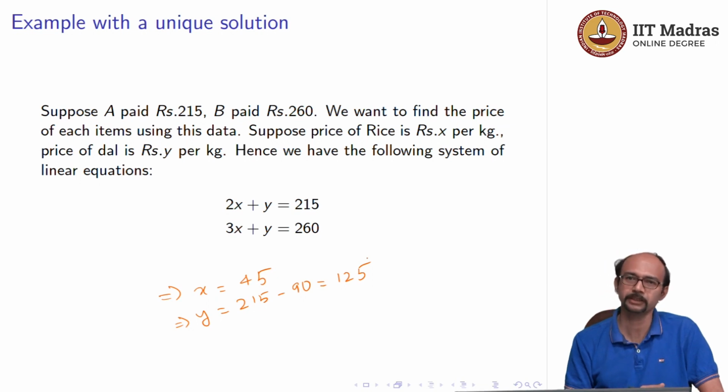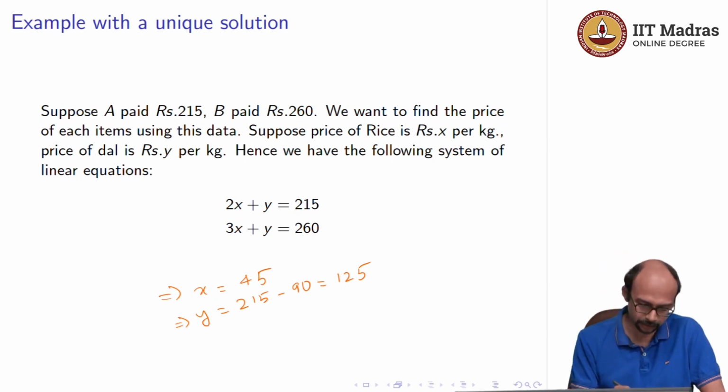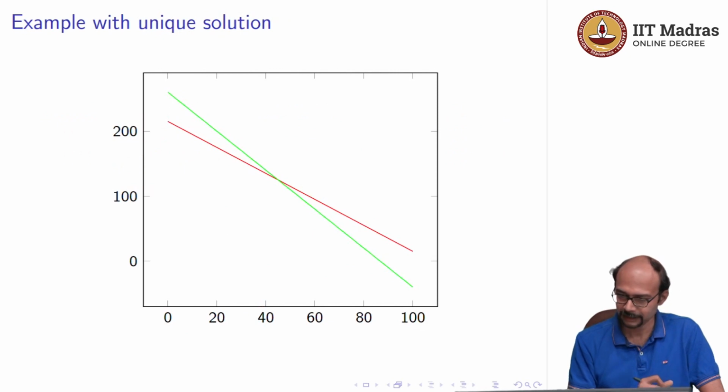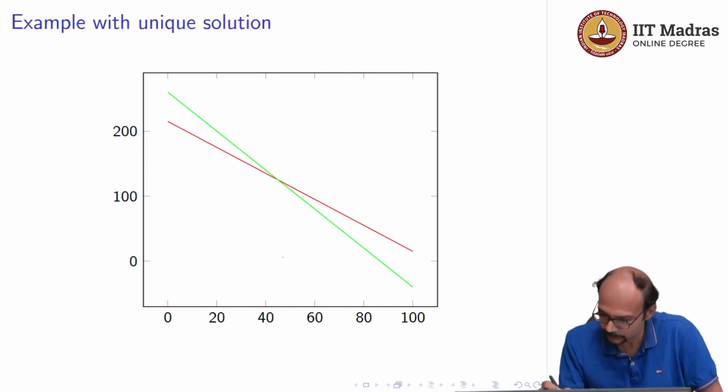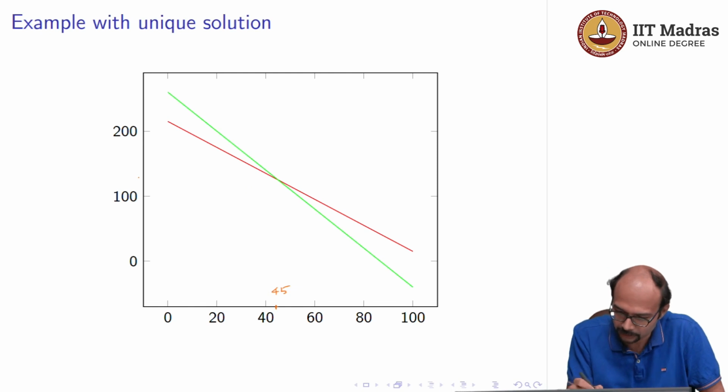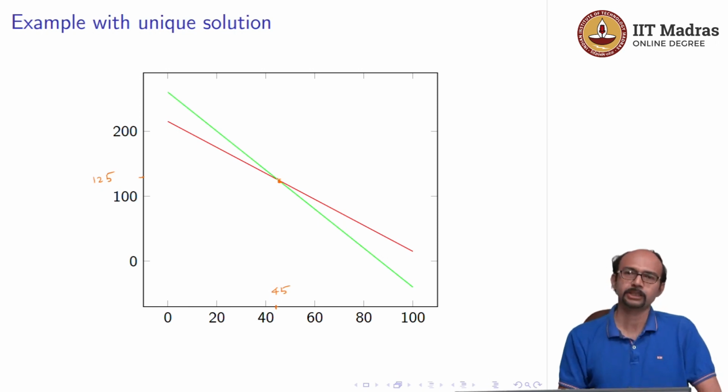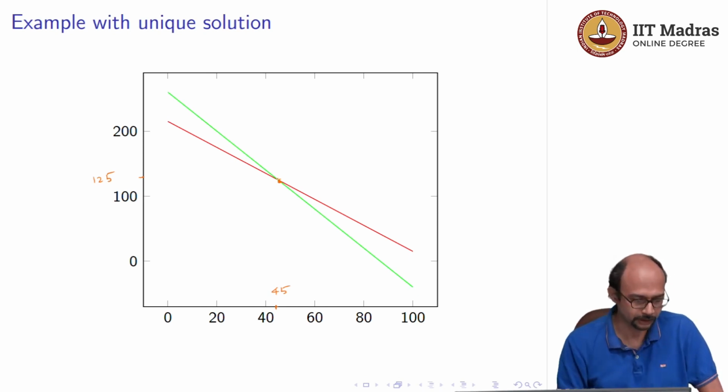So the price of rice is 45 rupees per kg and the price of dal is 125 rupees per kg. You can check here that that's exactly where these lines intersect. On the x-axis it intersects at 45, and on the y-axis you have 125, and that's exactly the point of intersection. So that's why there's a unique solution. You can draw these lines, and wherever they intersect is where you have a solution.